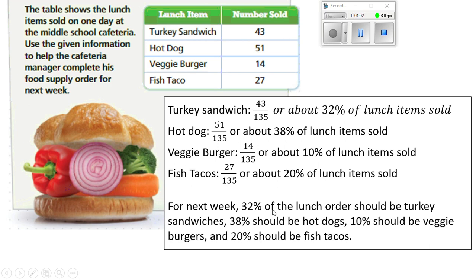For next week, 32% of the lunch orders should be turkey sandwiches. 38% should be hot dogs. 10% should be the veggie burgers. And 20% should be the fish tacos.